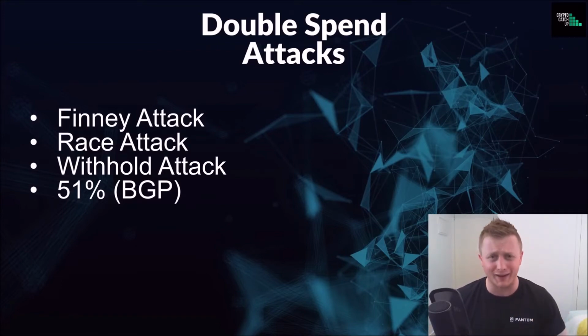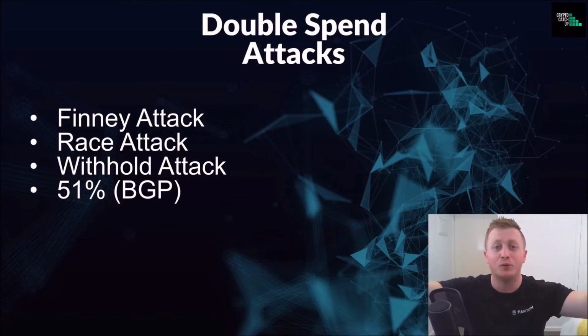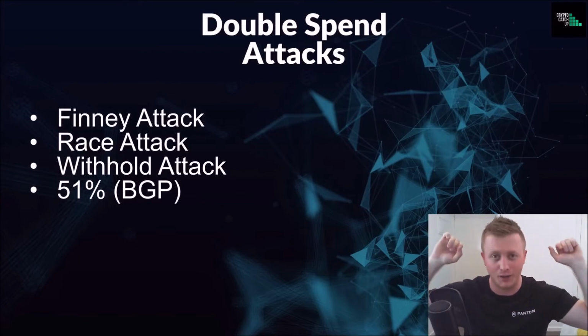Then we have the race attack. Same concept again, where I, as an attacker, send the same digital asset. I didn't even talk about what a double spend is, so let's reverse a bit. A double spend is you trying to spend the same digital asset twice. Something that's not possible in a centralized system like an ATM, because your bank knows that you only have $50 in there. You can't put 2 EFTPOS cards in and pull out $100.